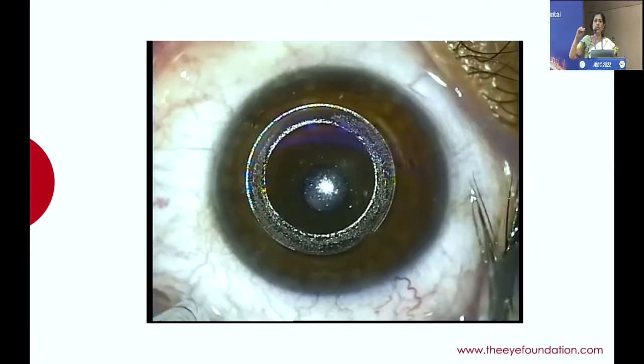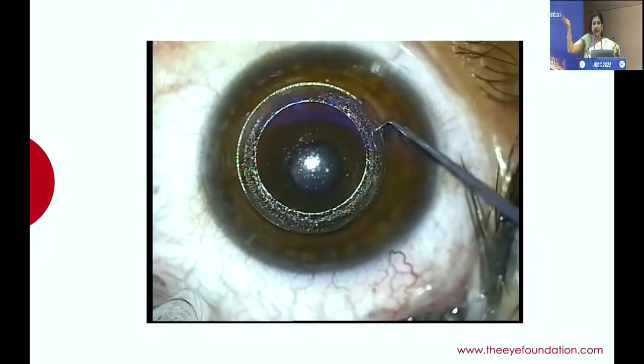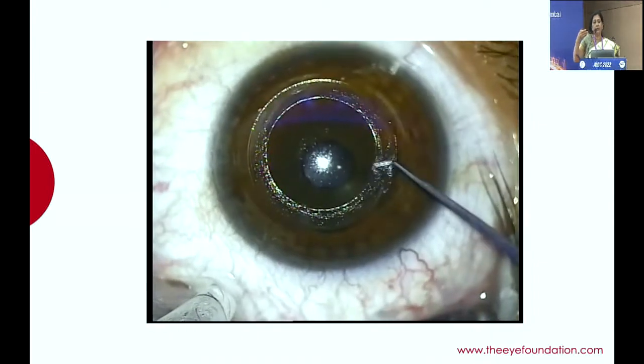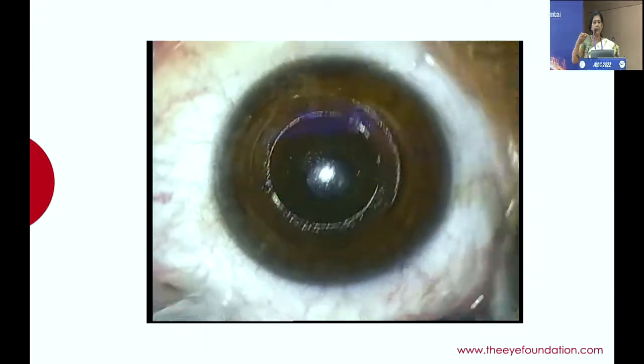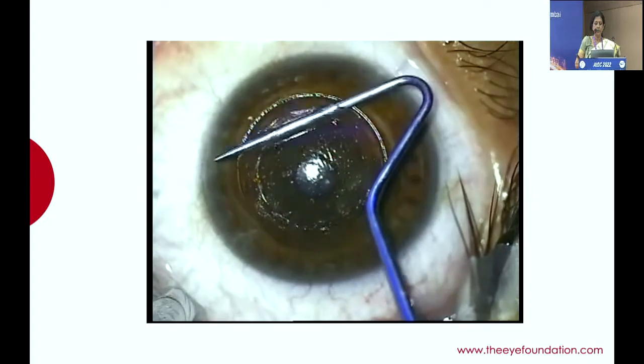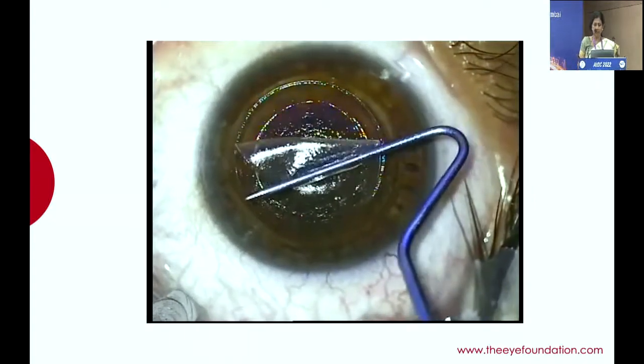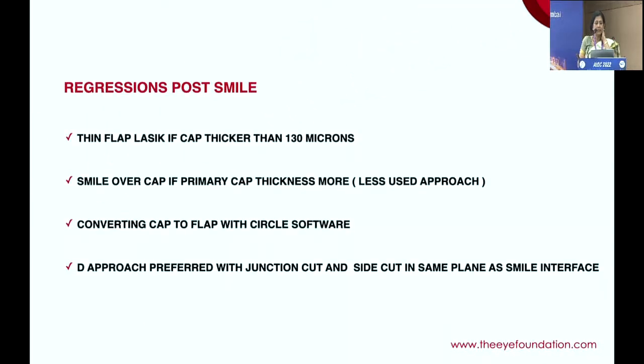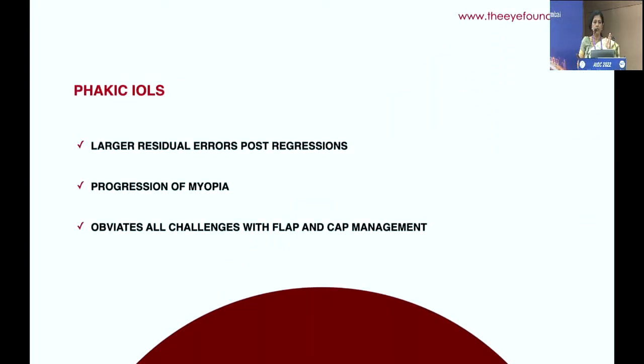But the D approach has been found to be the best approach, wherein you create the lamellar ring at the same level as the primary surgical procedure. And then this is the way you would lift the flap. And then you would do the laser ablation as you would routinely do, turn the flap back and do the laser ablation. So basically, when we talk of regressions post-SMILE, as I said, you could think of doing a thin flap LASIK if the cap is thick. Otherwise, you could do a PRK or convert the cap to a flap with the CIRCLE software with the D approach. And phakic IOLs, very rarely, might be needed if there is a large residual error because of progression of myopia.